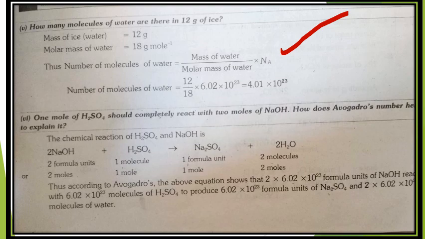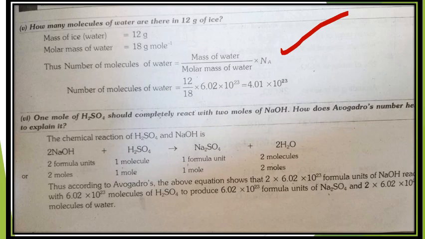1 mole of sulfuric acid should completely react with 2 moles of sodium hydroxide. How does Avogadro's number help to explain it? For this you must write a complete balanced equation between sulfuric acid and sodium hydroxide. It is given that 2 NaOH reacts with 1 mole of sulfuric acid to give 1 mole of Na2SO4, that is sodium sulfate, and 2 moles of water.